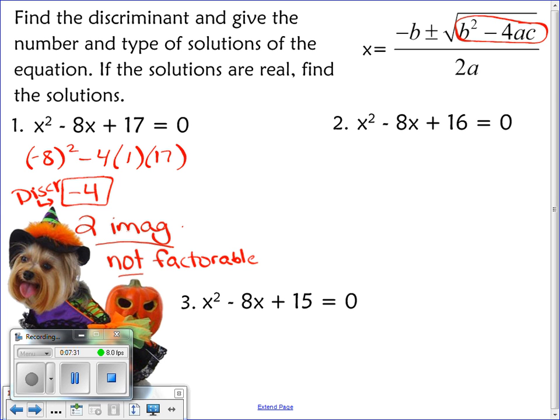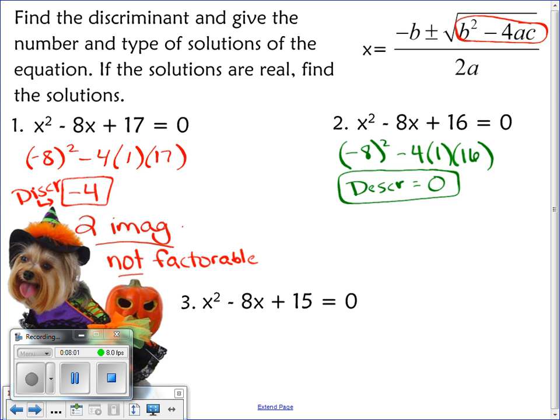Okay, so number 2. Do you notice how similar all of these problems are? They're very similar. All right, so this one, b squared, negative 8 squared, minus 4 times a times c is what? Does the discriminant equal 0? Okay, well, if my discriminant is 0, you'll have one real answer. One real solution. Again, I'm going to be looking for how many and what type. That's what I'm asking for.